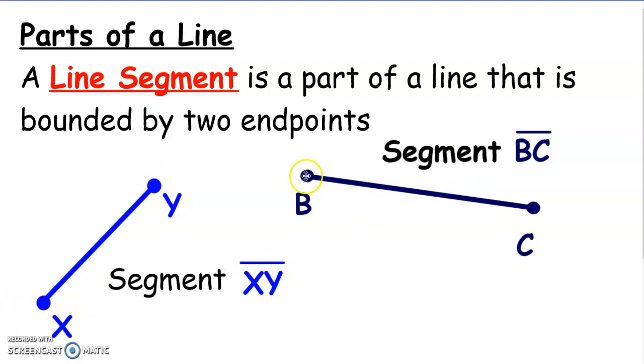So for example, here we have segment BC with the bar over the top. We also could call this segment CB. It doesn't matter which order your letters are in. Same thing, this could also be called segment YX.